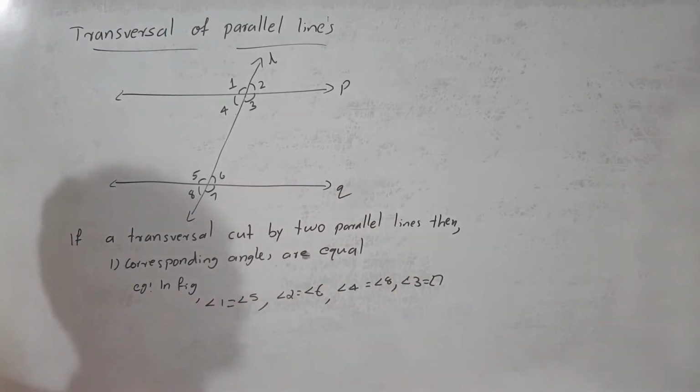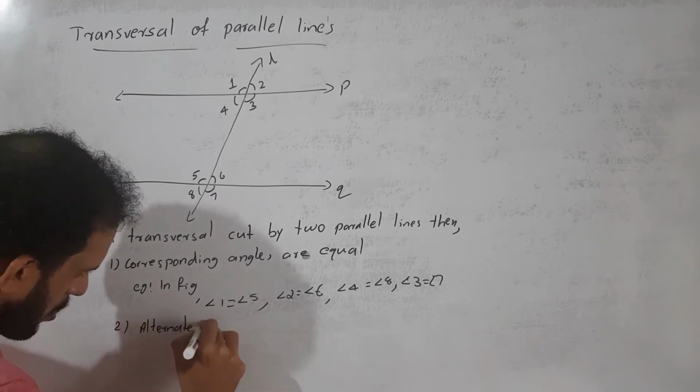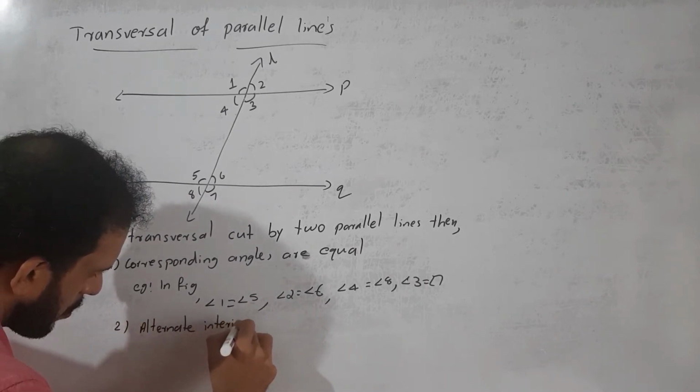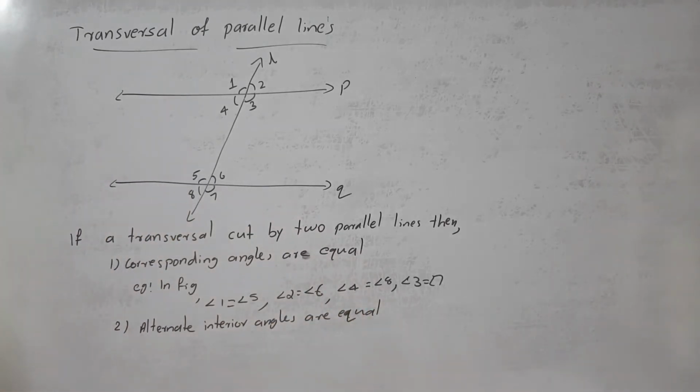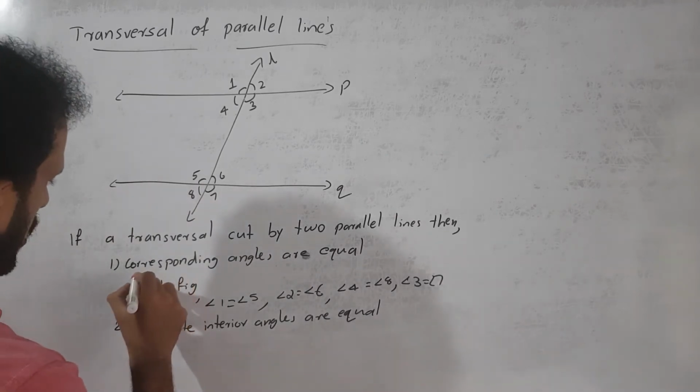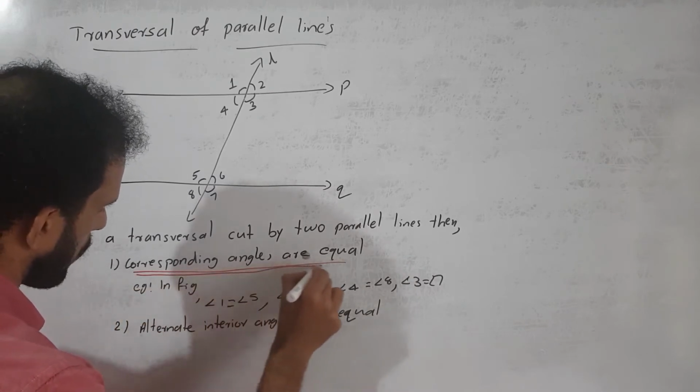Okay, angle 3 is equal to angle 7. Then the next idea, corresponding angles are equal, and the next one, alternate interior angles are equal. Then what are alternate interior angles in this figure? Yes, the first property is corresponding angles are equal. That is important, the first property.